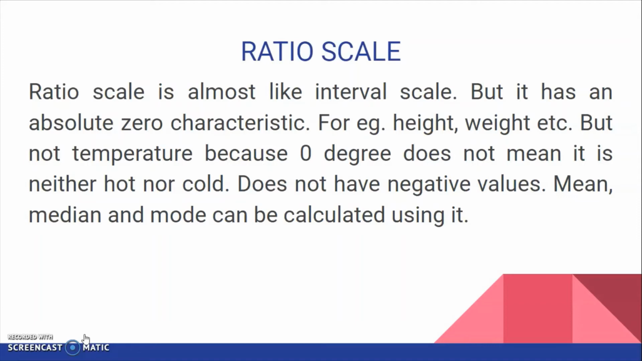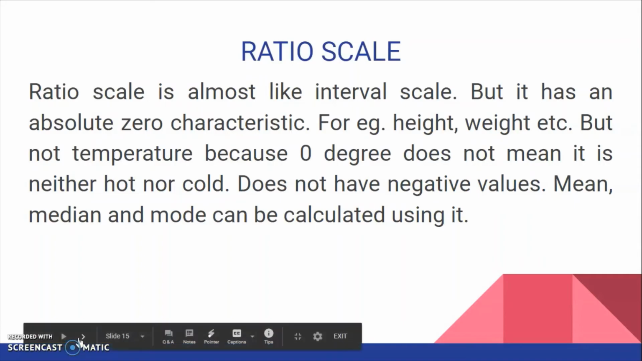But in the case of height, we could say that when the height is 0, it means there is no height at all. So there is a 0 characteristic. So it is almost like an interval scale, but it has got the 0 characteristic. And this ratio scale doesn't have negative values. That is the other special character of the ratio scale. And mean, median and mode can be calculated using a ratio scale.